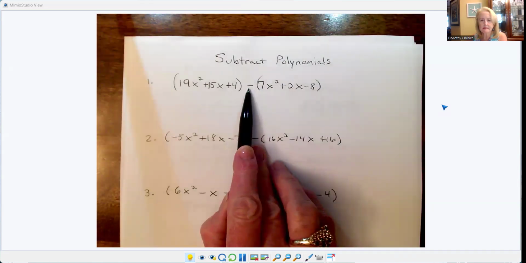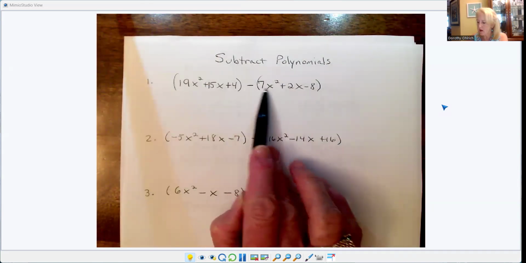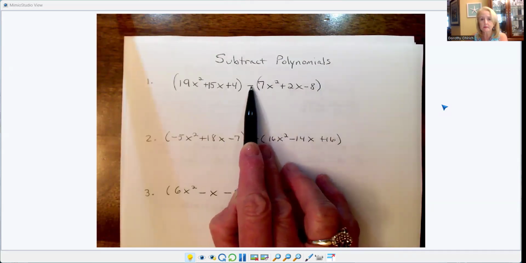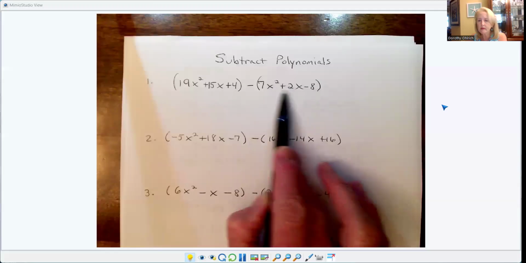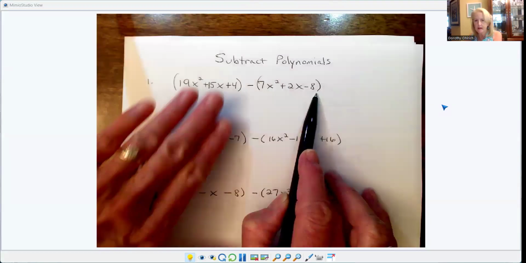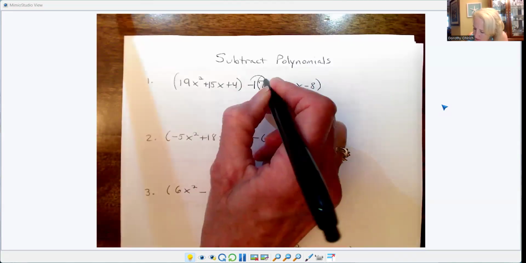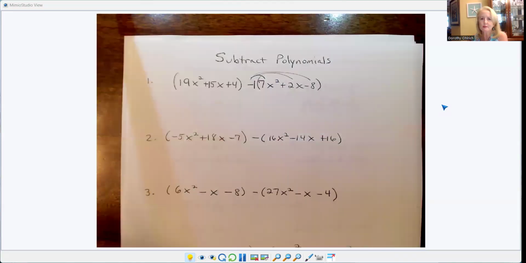Why are they in parentheses? Because you're taking away all of this. So that means that negative sign needs to be distributed to each term only in this parentheses, not up here. It's basically like a -1 times everything, and -1 just changes the sign of everything. So we're really just going to distribute that negative.